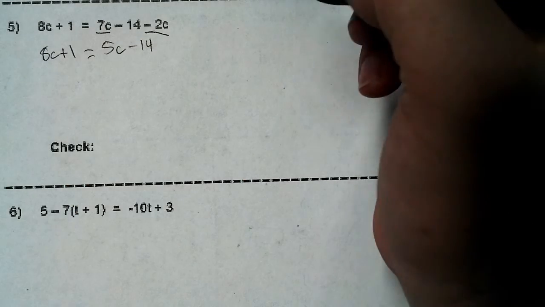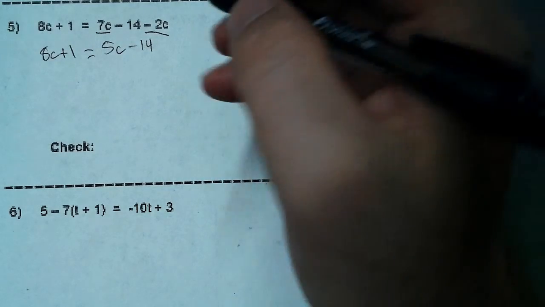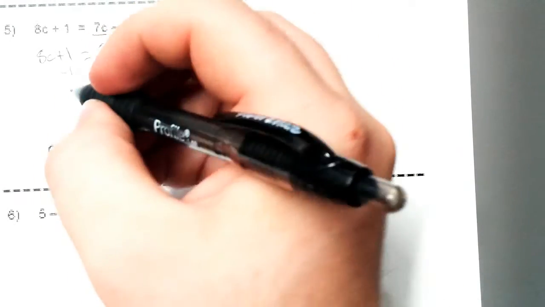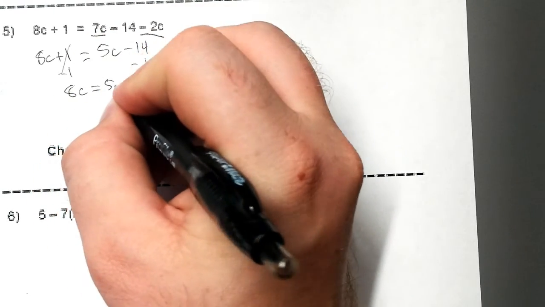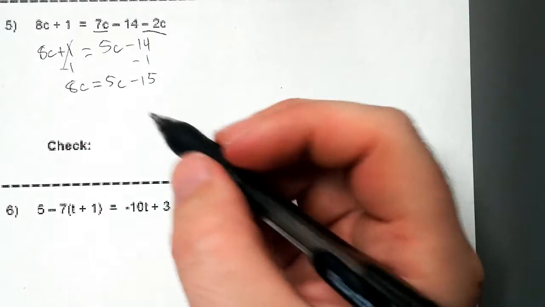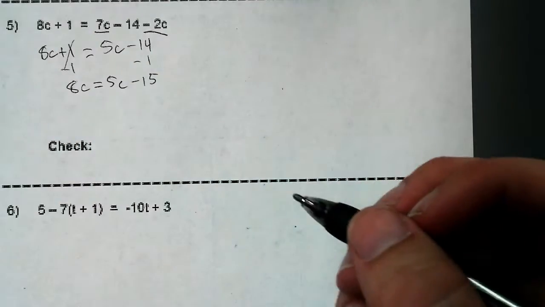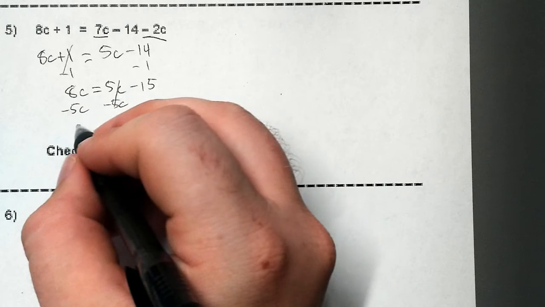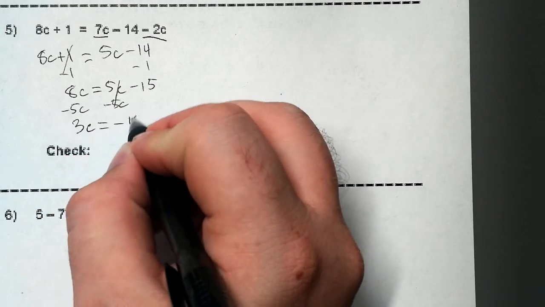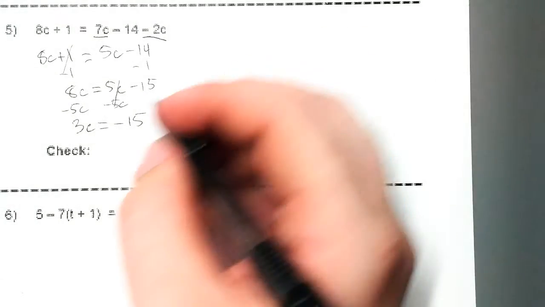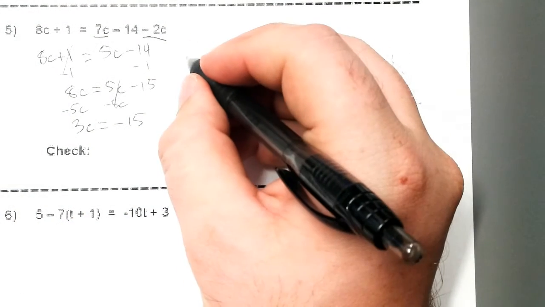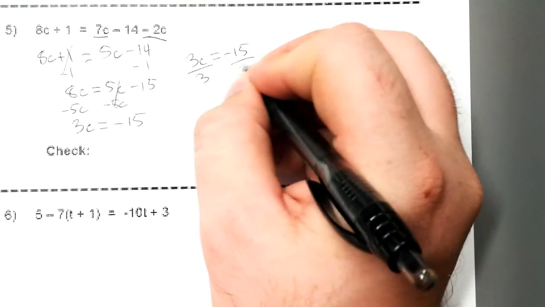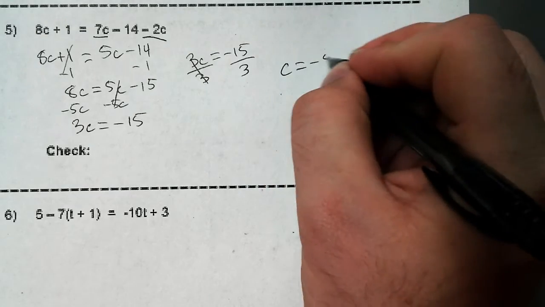Now from here, get your numbers on one side, variables on the other. So I'm going to move my numbers to the right. And then I'm going to move my variables to the left. So to move a positive 5c, I'm going to have to subtract. Now, our last step, I've got to get rid of this multiply by 3, so I'll divide by 3. And when I do that, I get c is equal to negative 5.